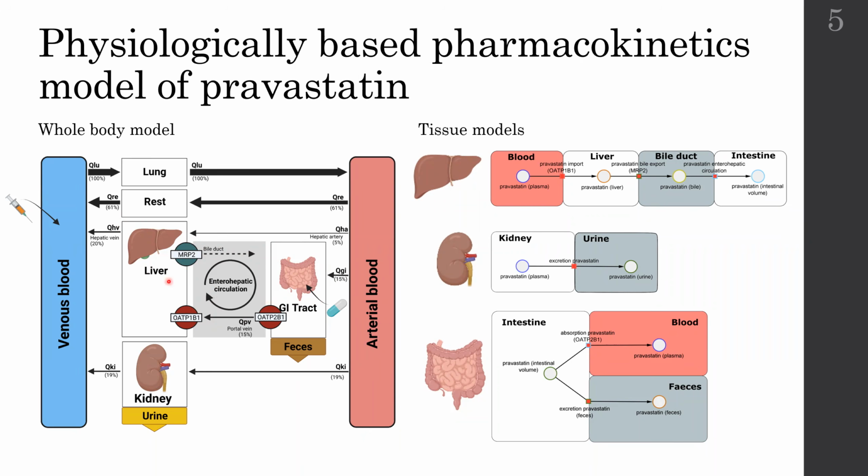In contrast, when pravastatin is applied intravenously into the venous blood, pravastatin becomes distributed through the lung into the arterial blood and then into the bodily tissues.